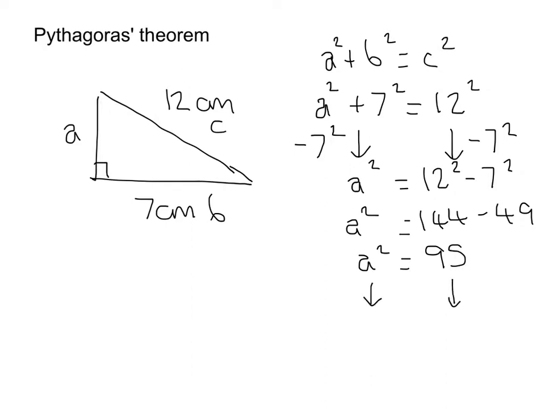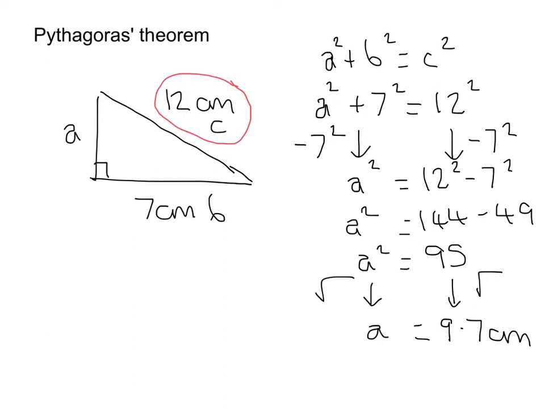Square rooting both sides tells me that a is equal to 9.7 centimetres. And I should know if my answer is right or wrong, because remember, the longest side is always a hypotenuse. Hypotenuse just meaning the longest side, so that's always C. So A must be shorter than C. And in this case, we can see that 9.7 is less than 12 centimetres, so I can guess that's probably right.